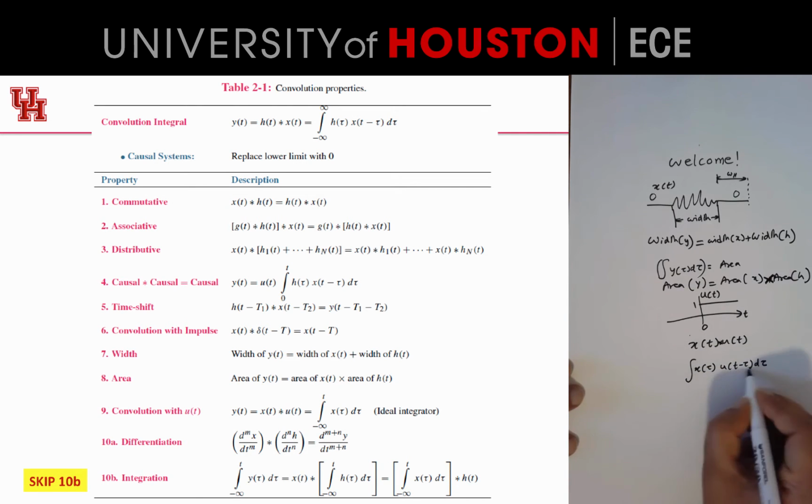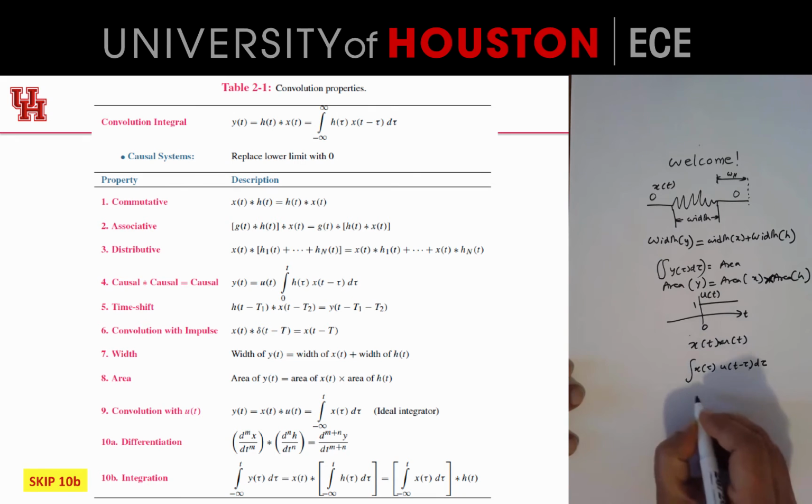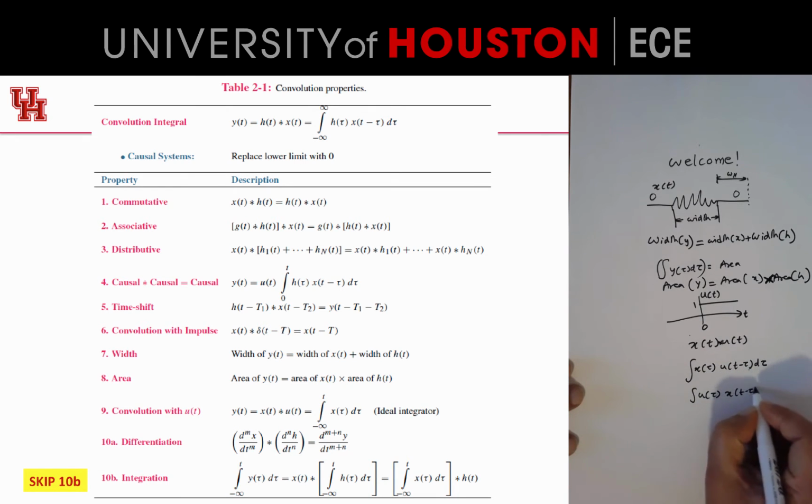And this product is going to be equal to x of tau wherever the unit step function is equal to 1. So that's what's going on here. Another way to do this is to write it as the integral of u of tau x of t minus tau d tau. You can see that wherever tau is greater than 0, the step is going to be 1, and you just integrate this over tau greater than 0.